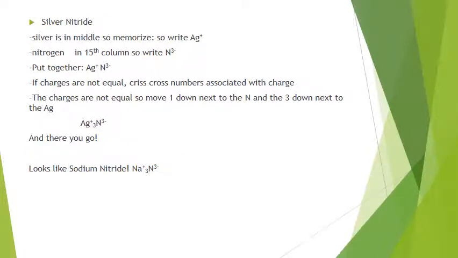Silver nitride. Silver's in the middle, so it's one you have to memorize. It's Ag+. Nitrogen is in the 15th column, so it's N3 minus. Sorry, I said phosphorus earlier, this should be nitrogen. Put them together, Ag plus, N3 minus. The charges are not equal, so you have to crisscross charges. And then you get Ag3N. And there's your answer. And notice it looks like sodium nitride and potassium phosphide.